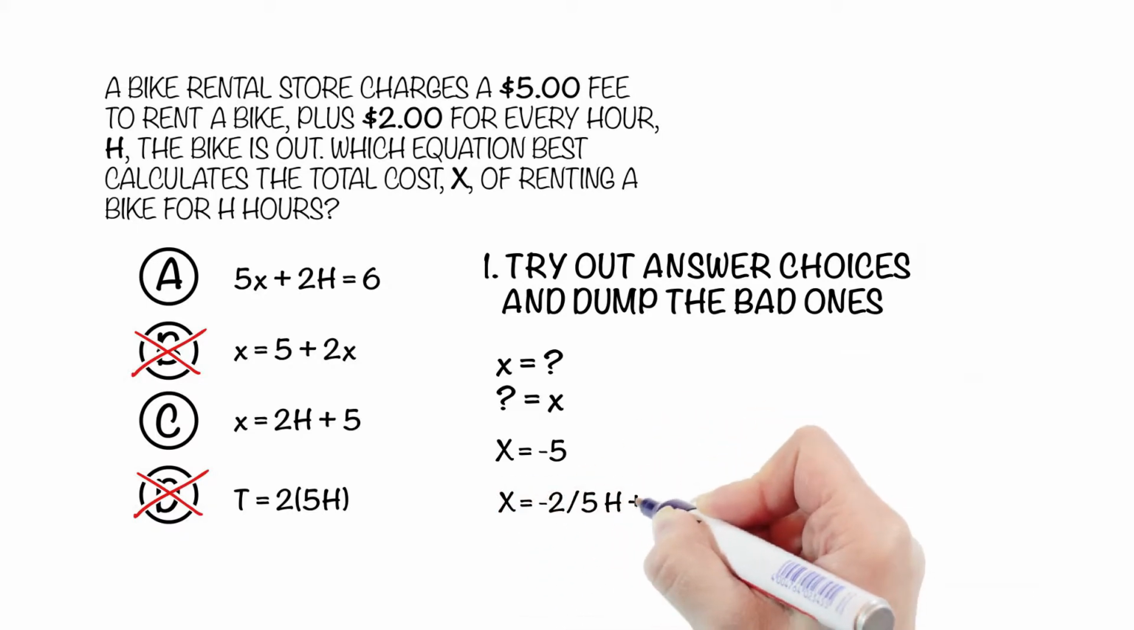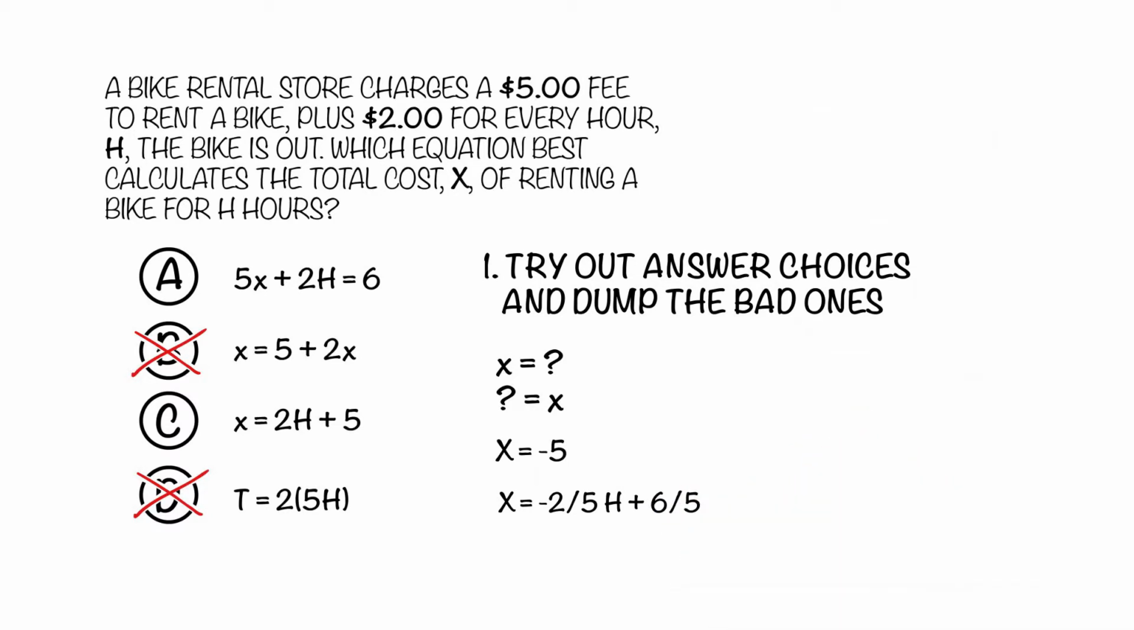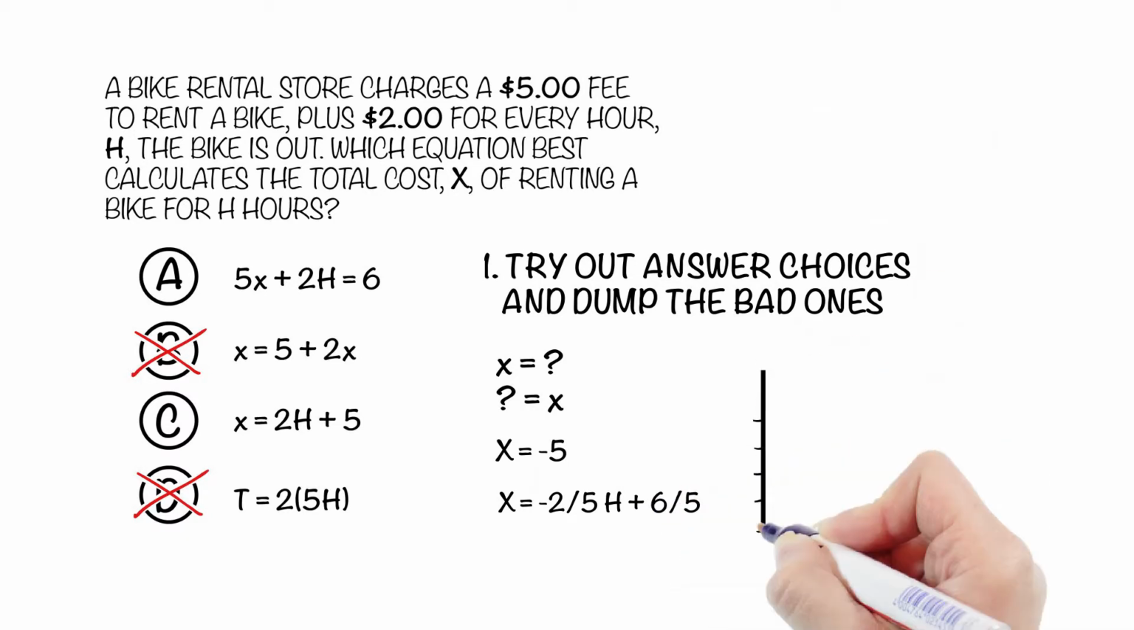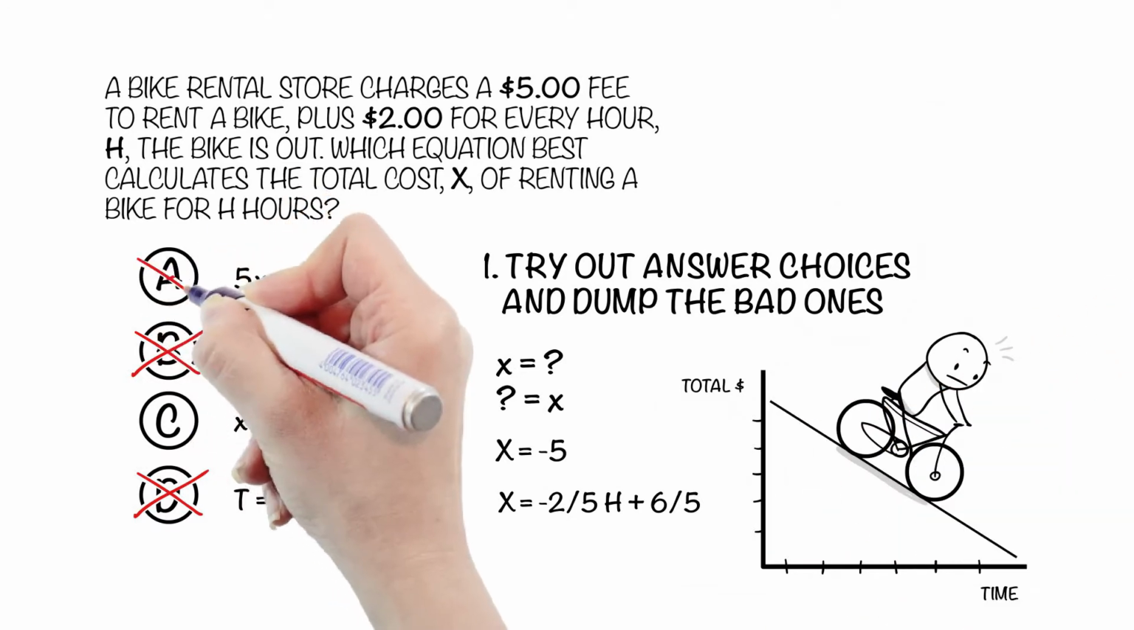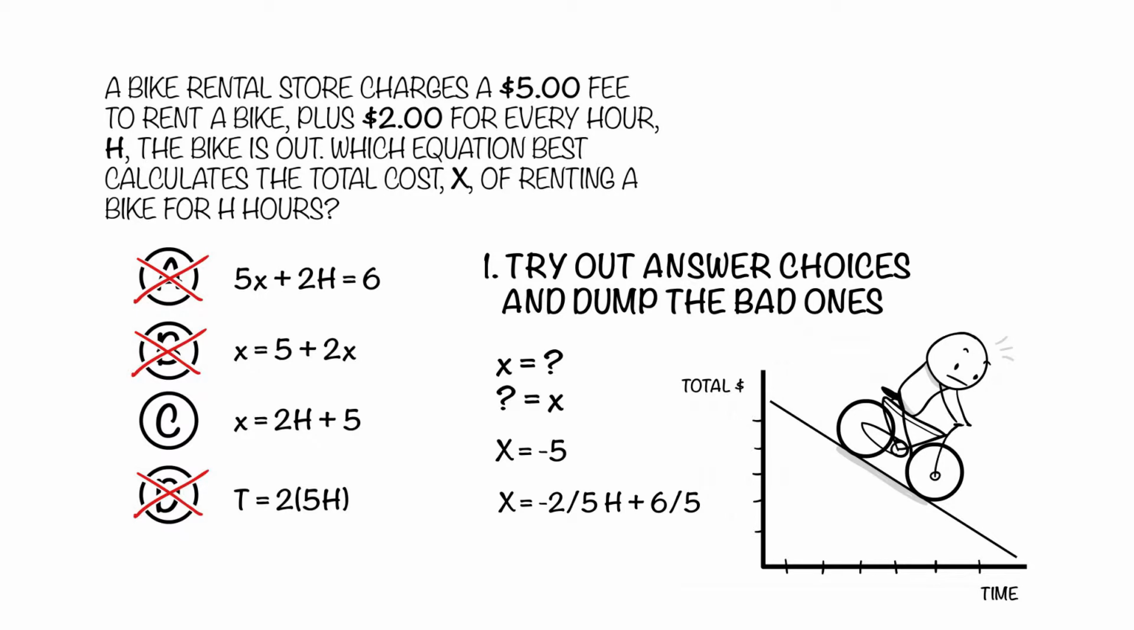Now, even if you had to guess, you just gave yourself pretty good odds of getting this point. The 2/5 is like a slope on a line graph. If it's negative, that means that as you ride your bike for more hours, the cost goes down. That's not too likely. Now there's only one left. If you were running out of time, you could choose C and move on without even having to calculate. Sometimes that happens. Wouldn't that make you happy?